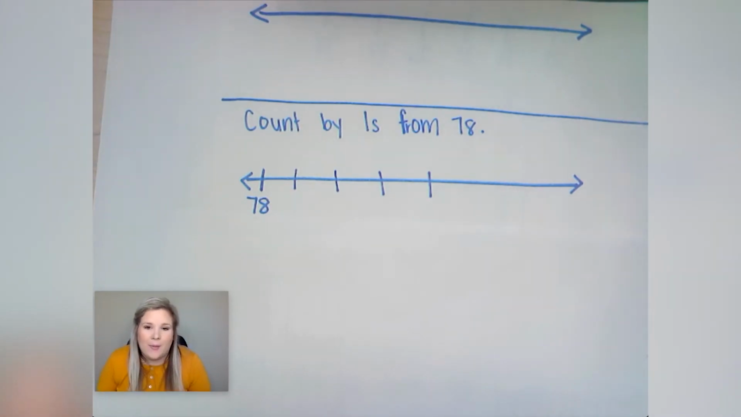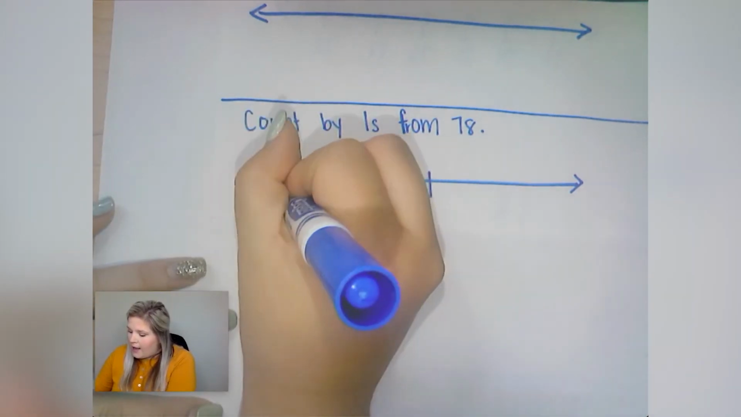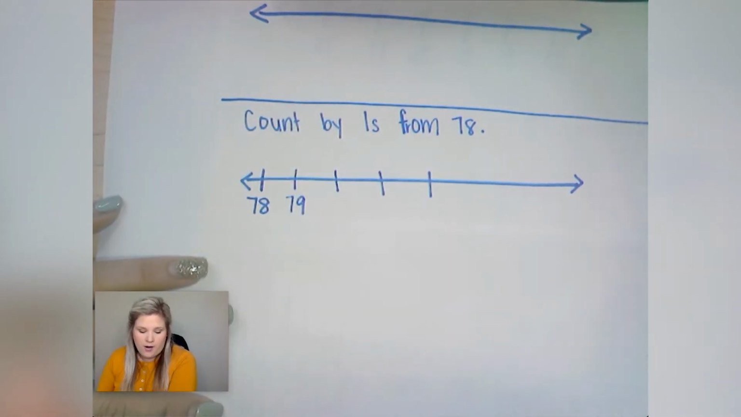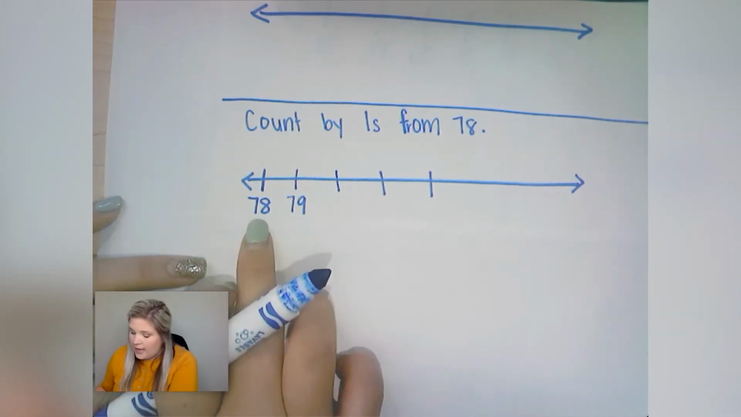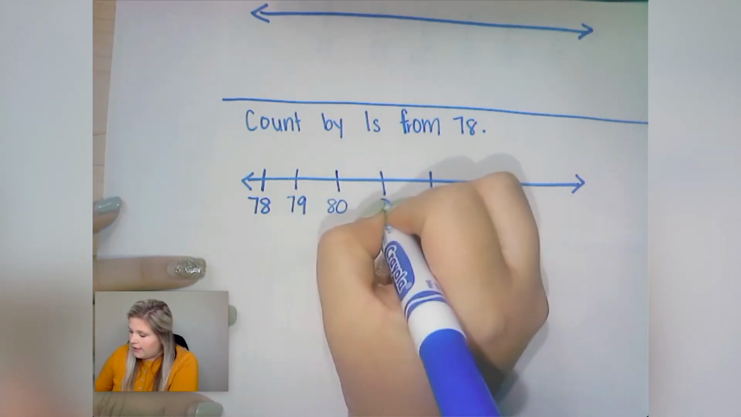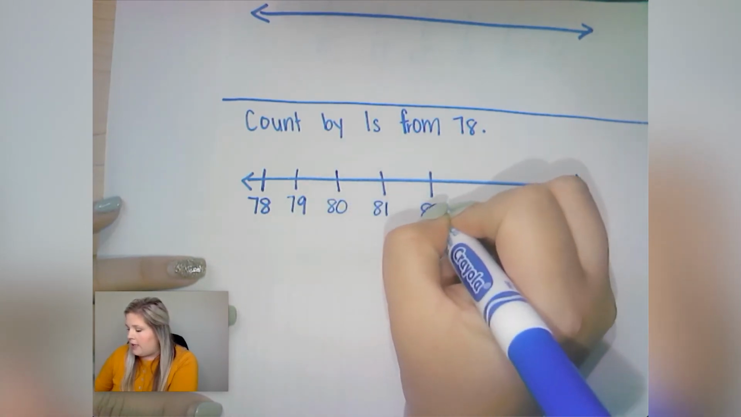Now it's time to label my number line. I know that 79 comes after 78, so I'm going to write that under my next counting mark. I'm going to continue to label my counting marks on my number line until I am finished. 78, 79, 80, 81, 82.